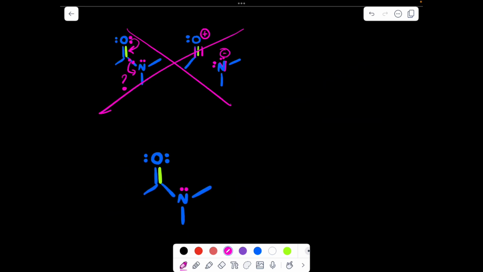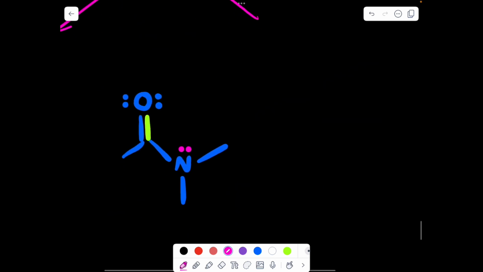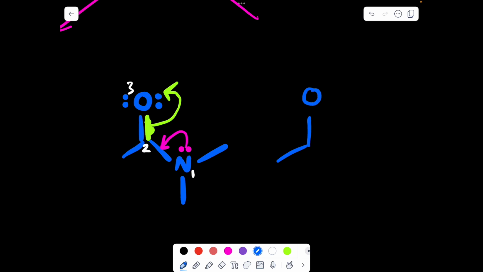We must start at the other lone pair, so the lone pair on the nitrogen, where we would go 2 in between atoms number 1 and 2, and then 2 up onto the oxygen. So the oxygen would still have the initial 2 blue lone pairs, but then it just gained the 2 green electrons initially in the pi bond, and now the nitrogen had its initial lone pair turn into a bond between atoms number 1 and 2.